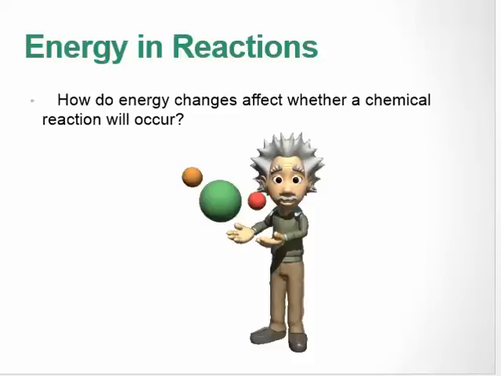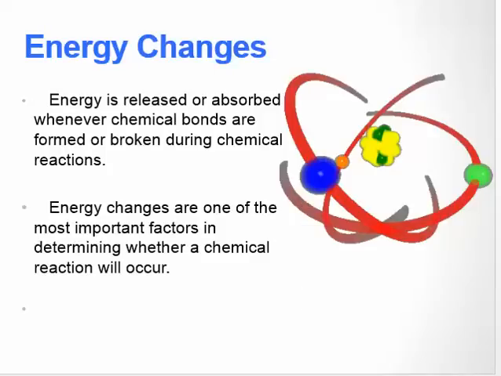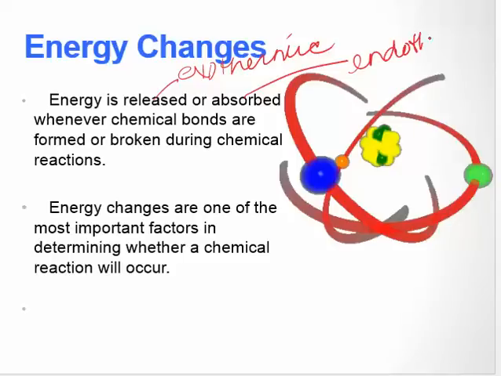So during these reactions, there are energy changes, and there always has to be enough energy for a chemical reaction to occur. Energy is either going to be released or absorbed when chemical bonds are formed or broken. Now, if energy is released, that is called an exothermic reaction. You may remember this from 8th grade. And if energy is absorbed, do you remember that one? That's right, it's an endothermic reaction. These energy changes are one of the things that has to occur in order for your reaction to occur.